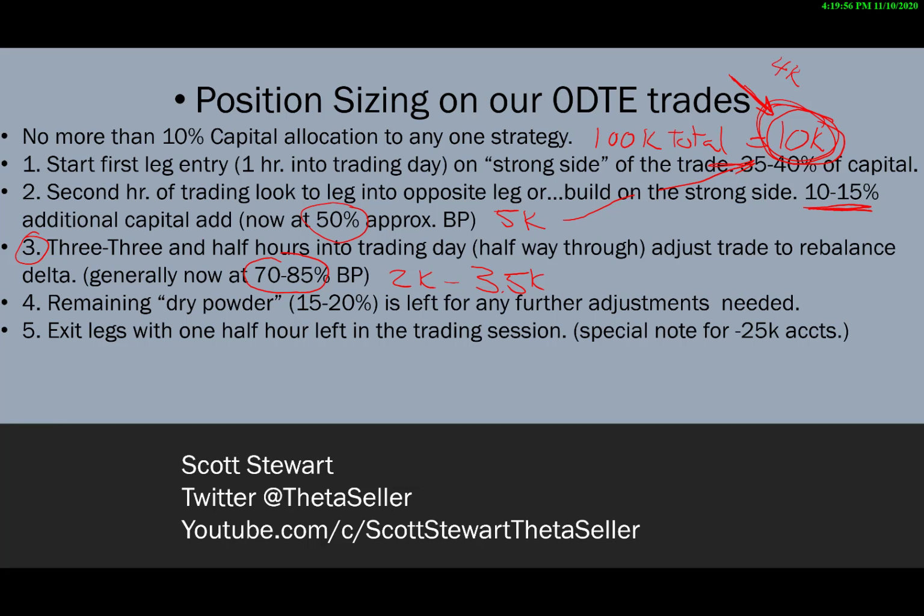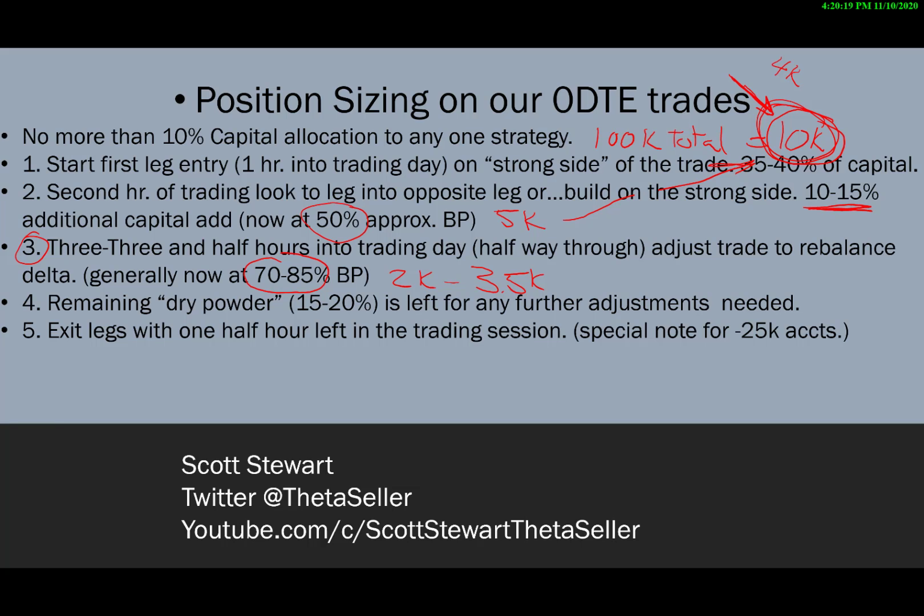Now, step 5 is we want to exit our legs half an hour left in the trading session. So for me, I'm in mountain time. That means 1:30, right? Half an hour before the cash session close takes place. We want to be out of these positions, completely out of these positions.